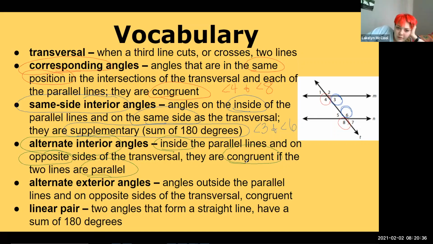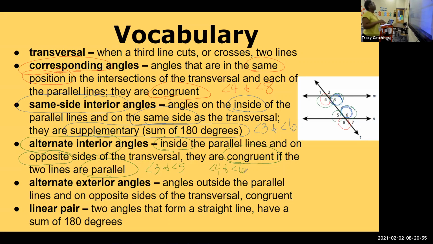3 and 5. 4 and 6. Angle 3 and angle 5, or we can say angle 4 and angle 6. They are both on the inside and they are opposite sides of the line. And of course, that means if I know 3, I know 5. If I know 4, I know 6. All right, somebody tell us about alternate exterior angles.